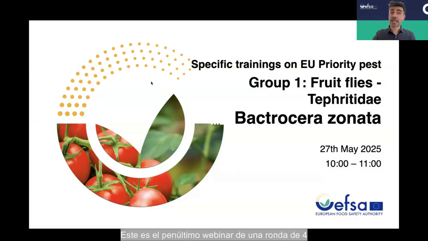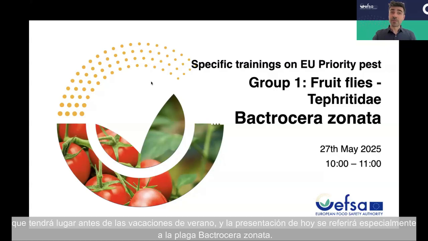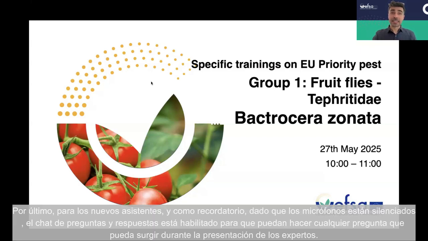This is the second to last webinar of a round of 4 that will take place before the summer break, and today's presentations will refer especially to the pest Bactrocera sonata. Lastly, for the new attendees, and as a reminder, since the microphones are muted, the Q&A chat is enabled for you to ask any questions that may come up while the experts are presenting.